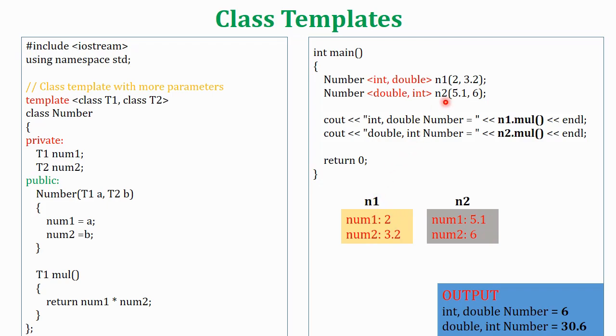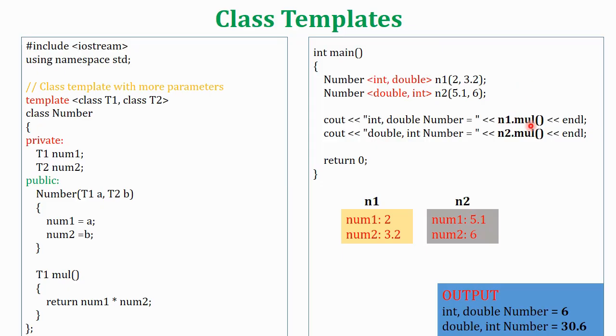Again, we are creating the n2 object from the same class name. We are passing different values, for example, 5.1 and 6. The 5.1 is a double. So now T1 becomes double, T2 becomes the integer. So now the values are assigned to the variables in the n2 object.